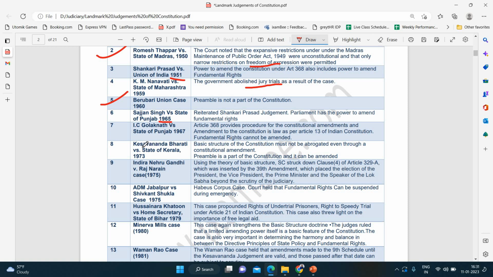Then there was the landmark judgment of Kesavananda Bharati versus State of Kerala 1973, where the doctrine of basic structure was introduced. The basic structure of the Constitution must not be abrogated, even though a constitutional amendment is made. Also, it was stated that the preamble is a part of the Constitution and it can be amended.